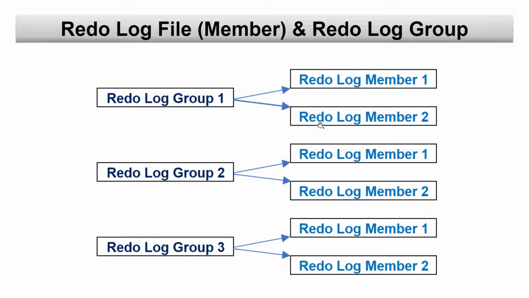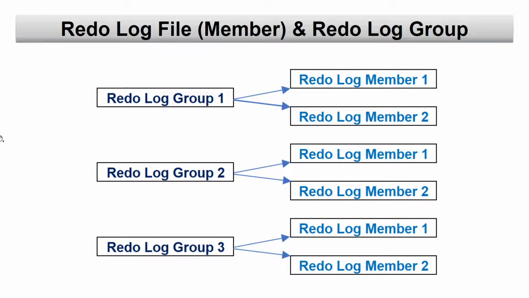Now, what is this member? This particular member is an exact copy. Members 1 and 2 are part of this redo log group, and whatever is in member 1 is exactly the same in member 2. Similarly, this member 1 and member 2 are copies of each other. This member is different from that member, because it belongs to a different group, remember.